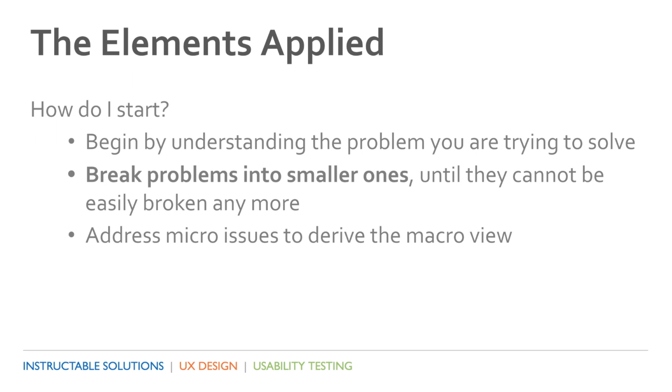Address the micro issues to derive the macro view. Break down your problem into smaller ones and tackle each issue one by one. Those small wins will inevitably add up to one big success. That micro issue solved turns into a macro solution.